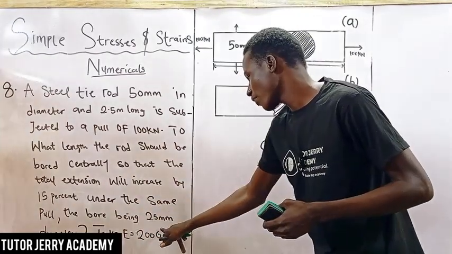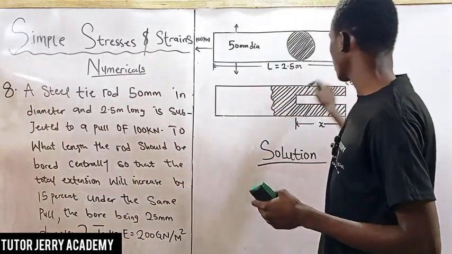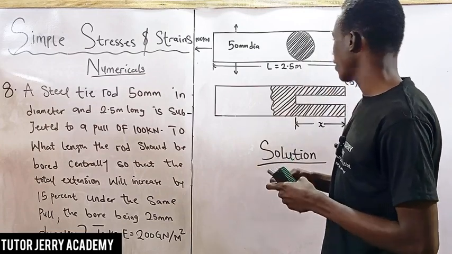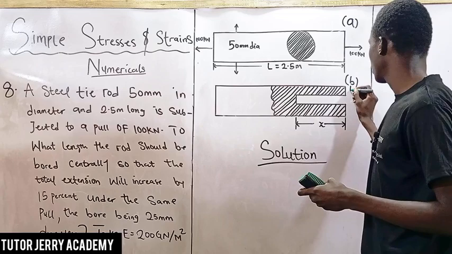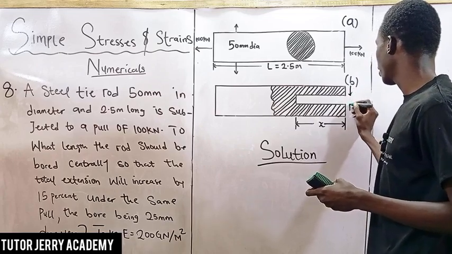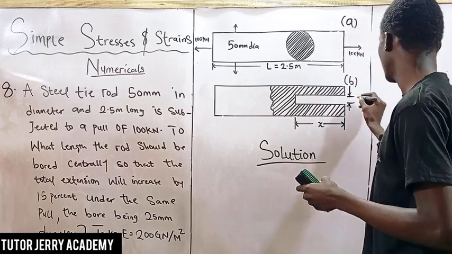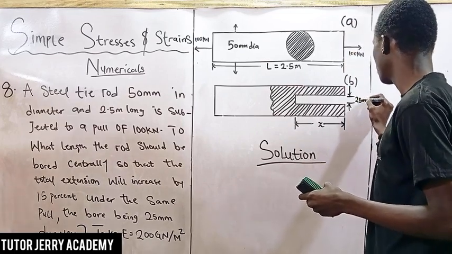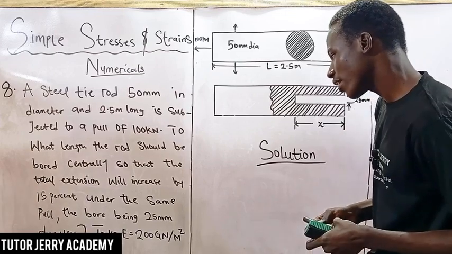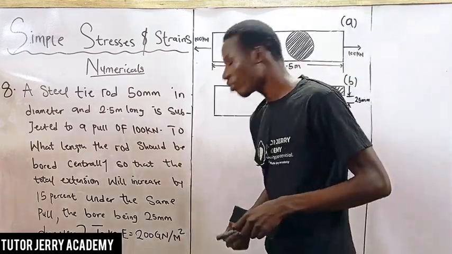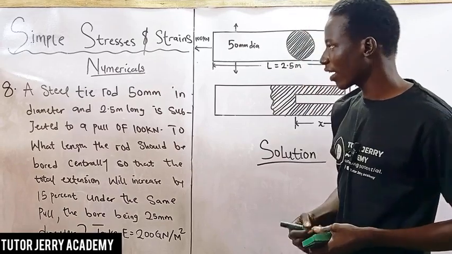The ball being 25 millimeter diameter, that is the diameter of the ball is 25 millimeter. So we have the diameter of the ball here to be what? To be 25 millimeter. We have 25. So what next? We're given E to be equal to 200 giga-newton per meter squared.